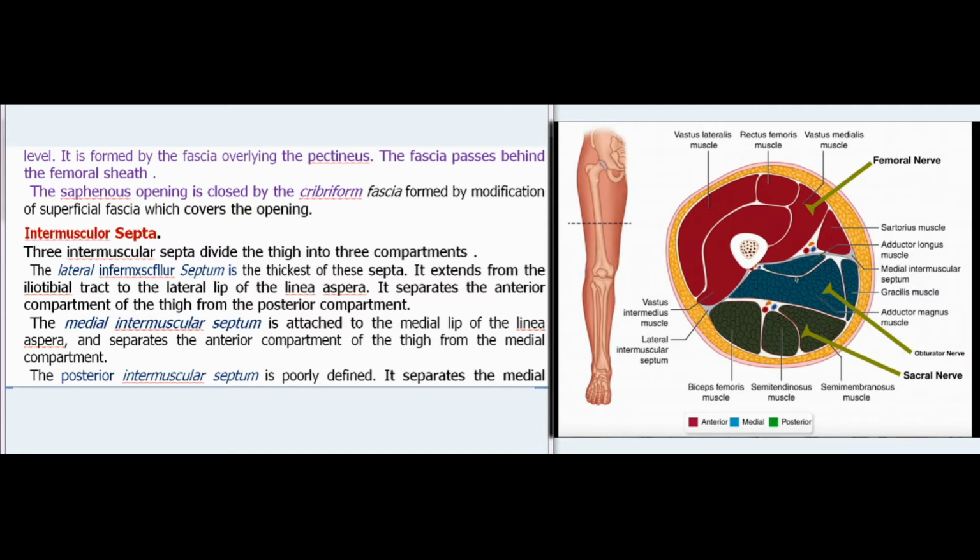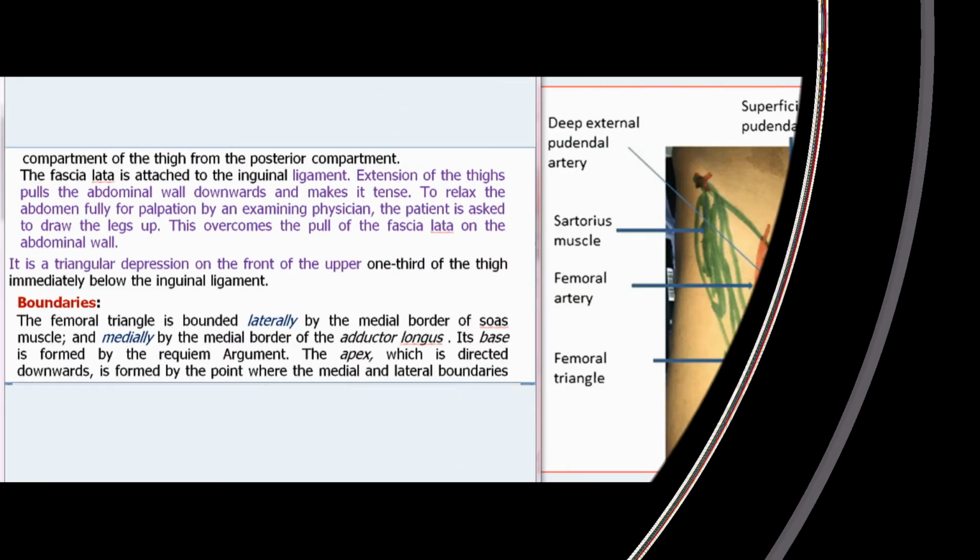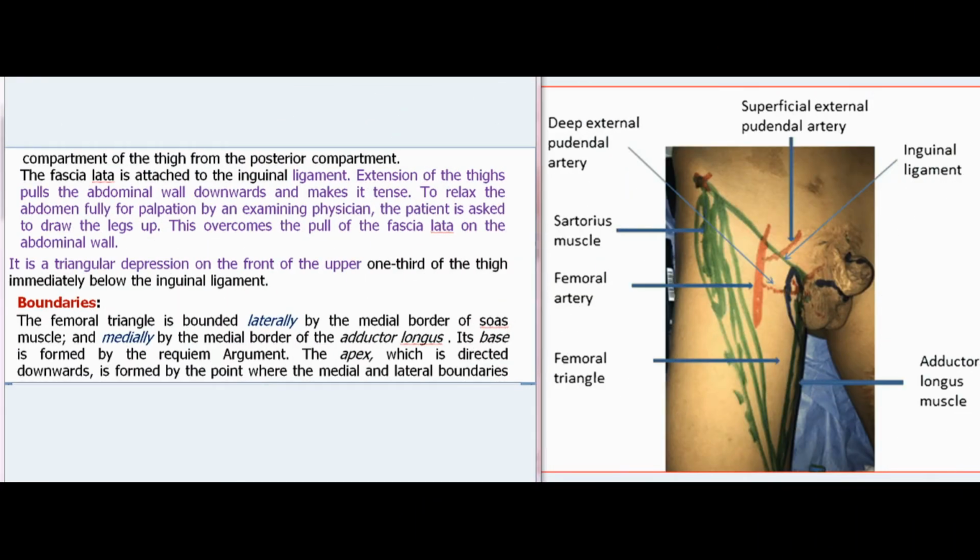The medial intermuscular septum is attached to the medial lip of the linea aspera, and separates the anterior compartment of the thigh from the medial compartment. The posterior intermuscular septum is poorly defined. It separates the medial compartment of the thigh from the posterior compartment.